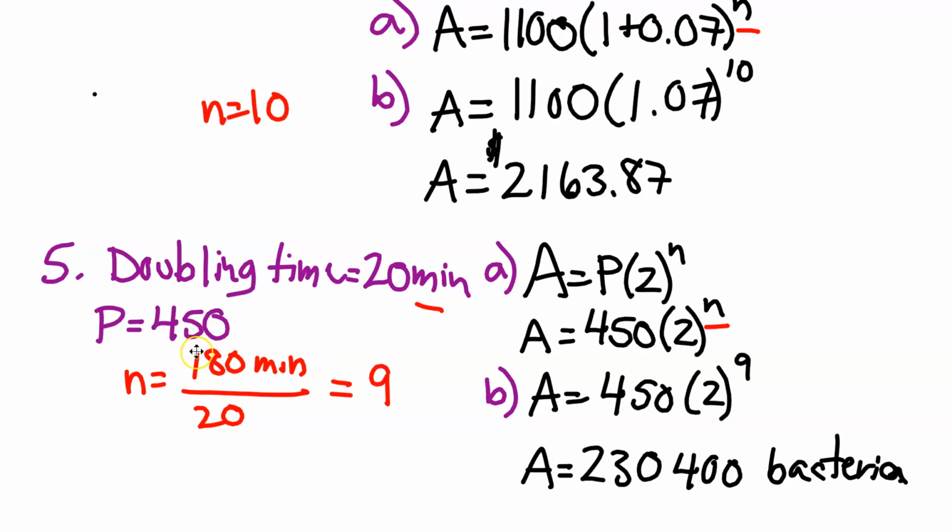We take our total time, divide it by the doubling time, and that's what you get for your n. All right, and then that's what we're plugging over here for this n. And again, it's 2 to the power of 9, not 2 times 9, 2 to the power of 9 times 450. You do get a really big number for that one.